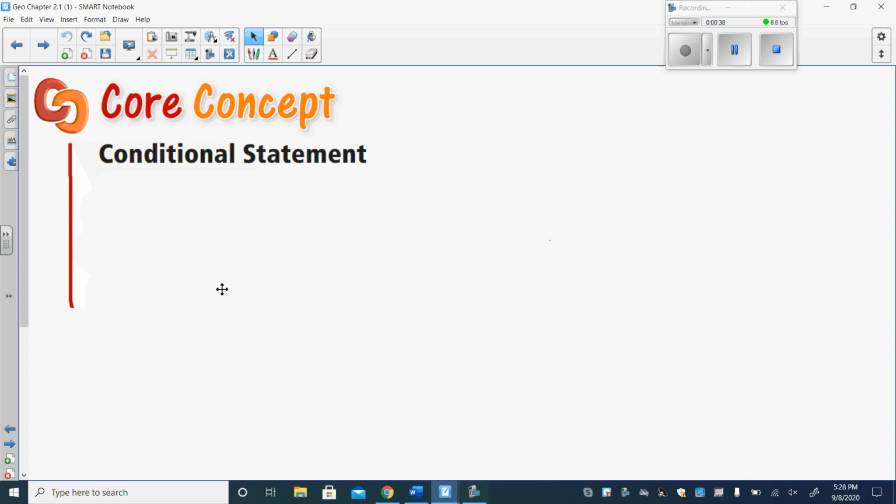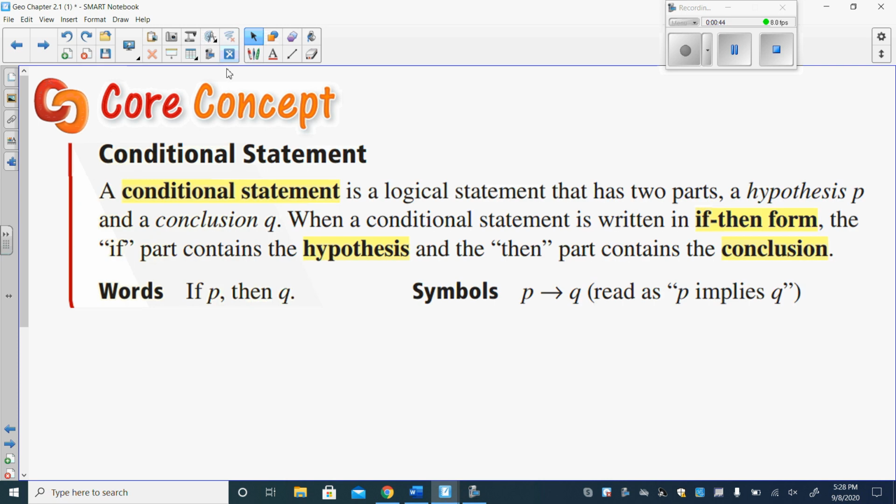Now, with reasoning and proofs, our first main thing to look at is conditional statements. A conditional statement is a logical statement that has two parts, a hypothesis and a conclusion. When a conditional statement is written in if-then form, the if part contains the hypothesis and the then part contains the conclusion. In other words, we say it as if P, then Q. If the hypothesis, then the conclusion. If P, then Q is how we write these out, or P implies Q is what this symbol over here means.